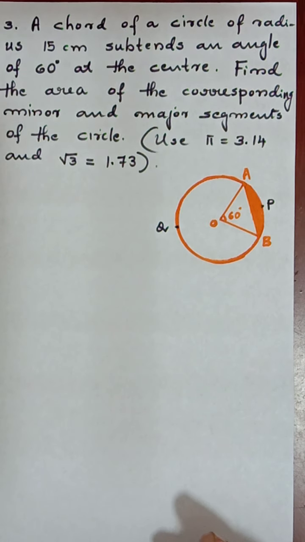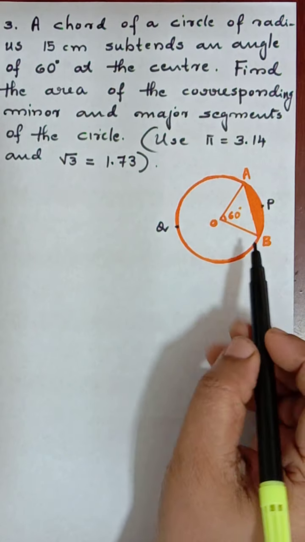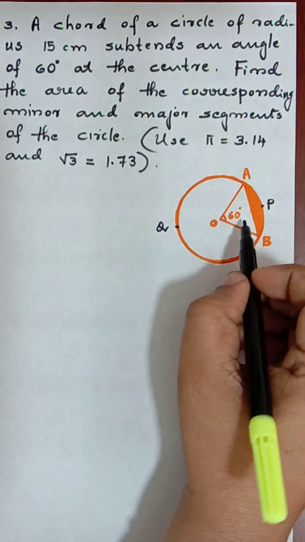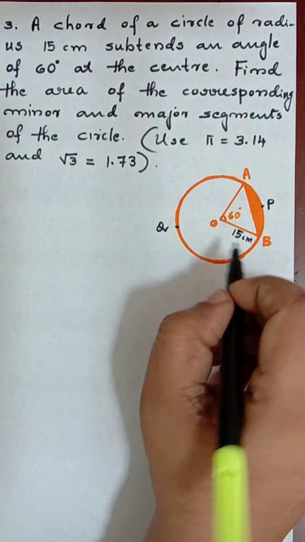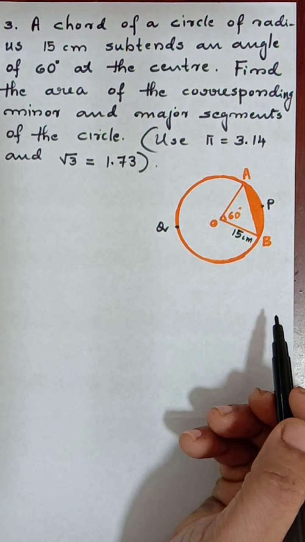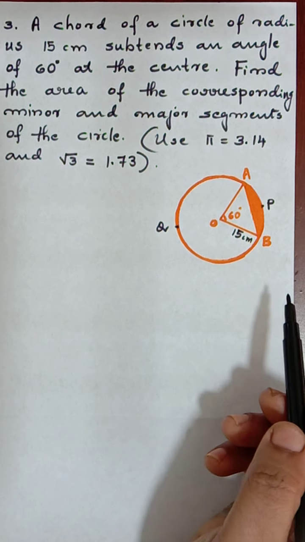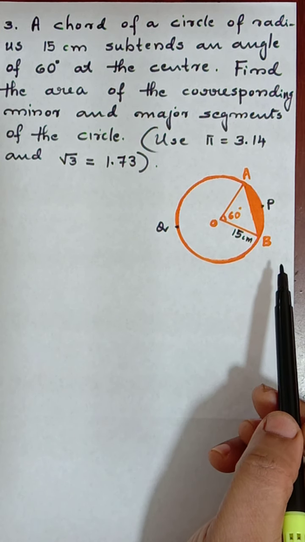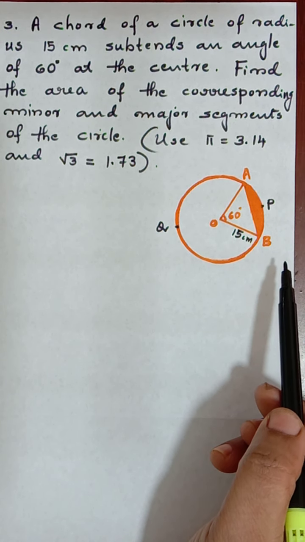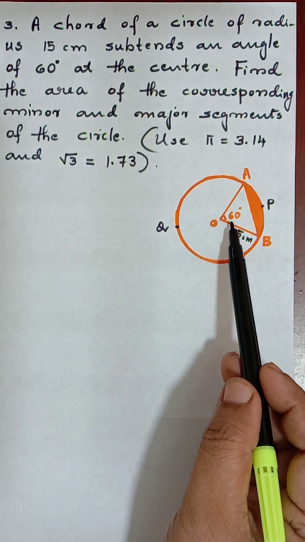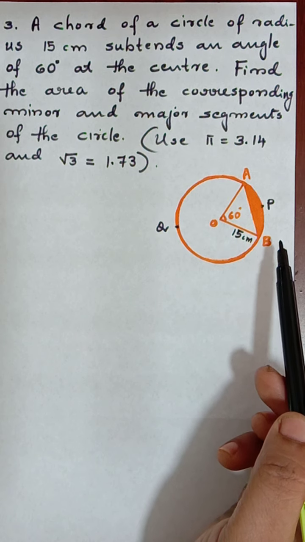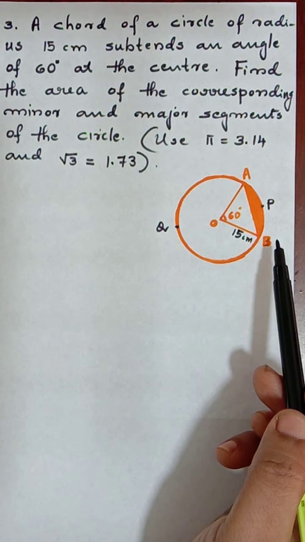Let us do the third problem. A chord of a circle of radius 15 centimeter, OA or OB equal to 15 centimeter. Actually, the figure is not given to us, so we have to draw the figure according to the question. It subtends an angle of 60 degrees at the center. So the central angle we got. Find the area of the corresponding minor and major segments of the circle.